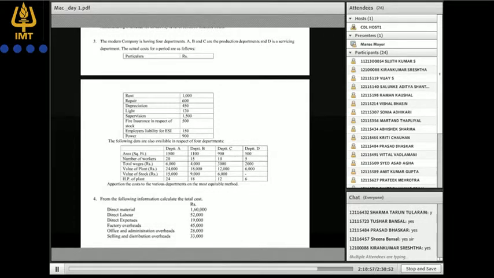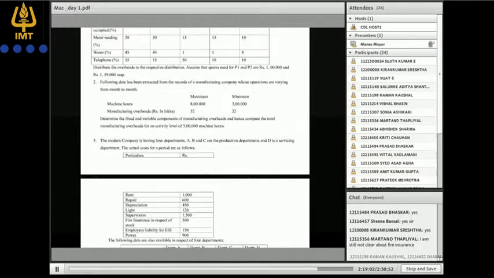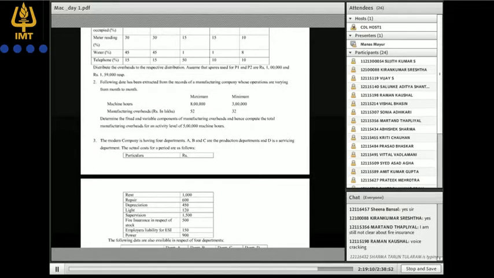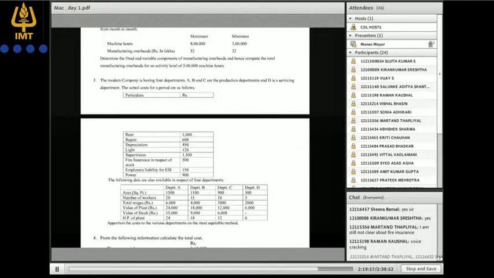Any confusion? Okay. Now let us see question number 2. I am not still clear about fire insurance. Okay, what is that which is not clear? See, fire insurance. It is in respect of stock. It is clearly mentioned here. So if it is with respect to stock, we have taken value of stock as a basis for this distribution. Are you getting this?